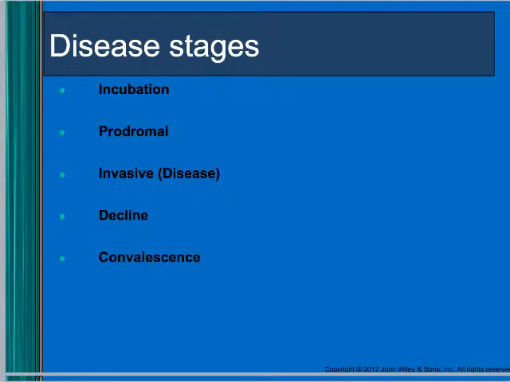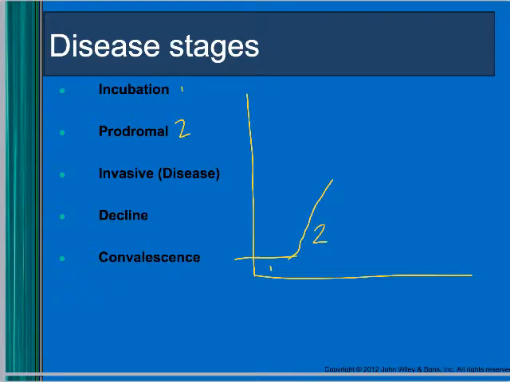Okay, now in the disease stages, so we have incubation. So that's number one. Incubation is when the organism is present and is starting to multiply. And then prodromal is when you start to feel bad. So that's when you're like, oh, I'm going to get sick and something's not right. So you're starting to feel like something is wrong.